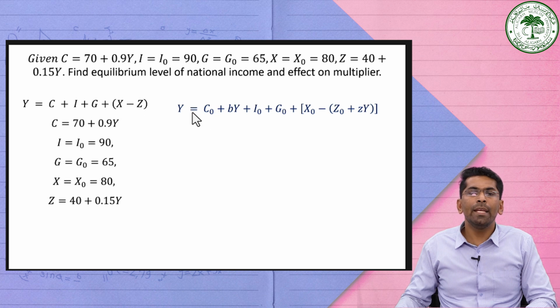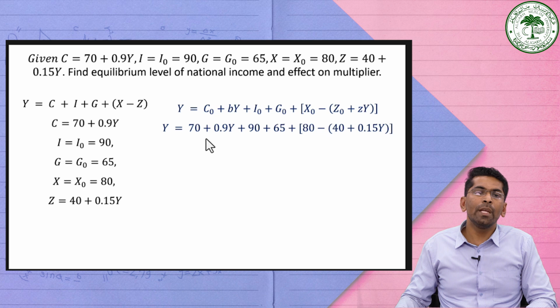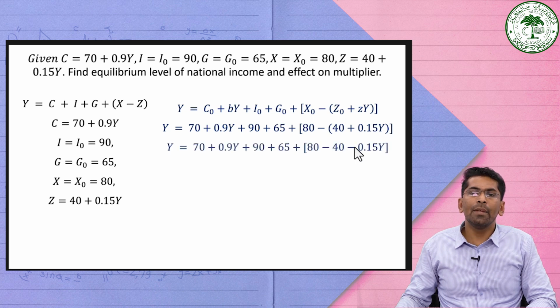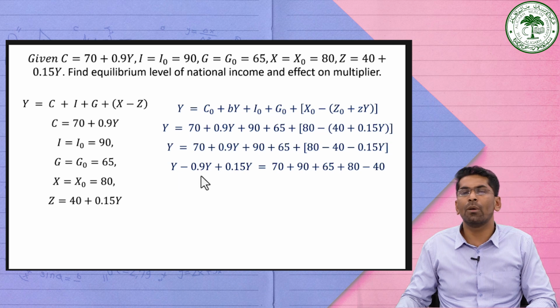It will become Y = C0 + bY + I0 + G0 + export minus import. So we are substituting here, it is 70 + 0.9Y + 90 + 65, then export is equal to 80 minus (40 + 0.15Y). I am opening this particular bracket here, then it will become 80 minus 40 minus 0.15Y. Then taking Y terms into the left side of the equation, see here 0.9Y taking to the left side, so it will become minus 0.9Y.